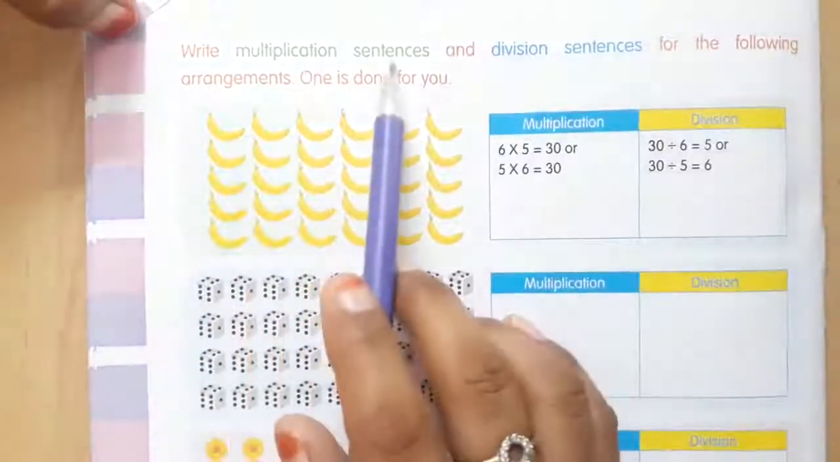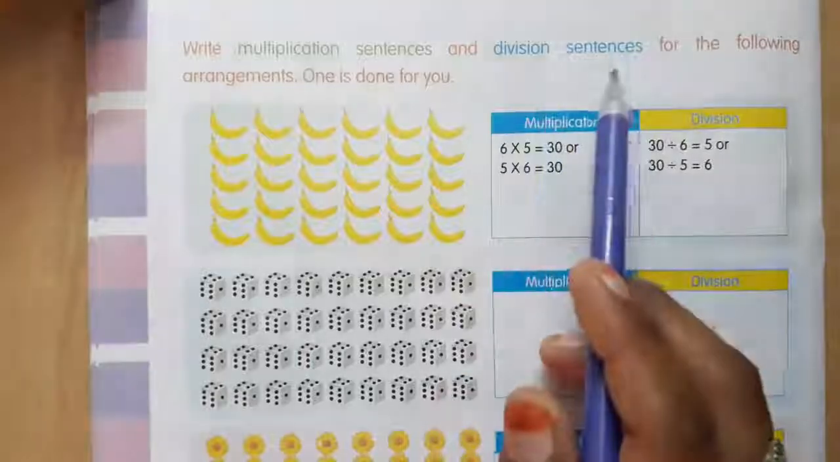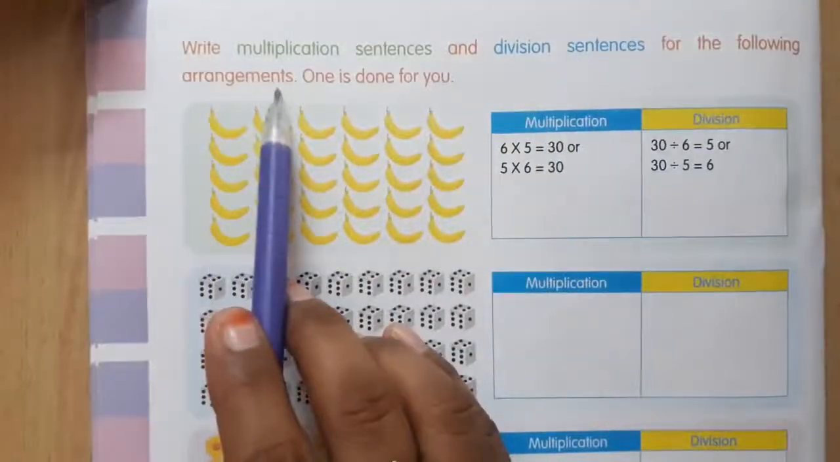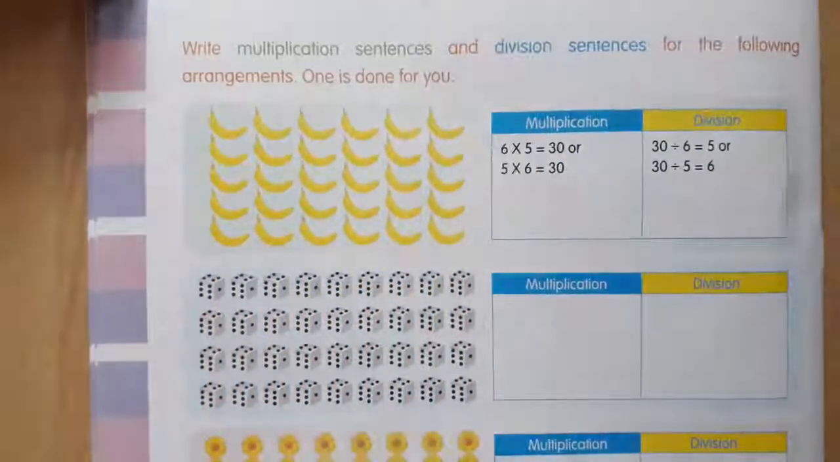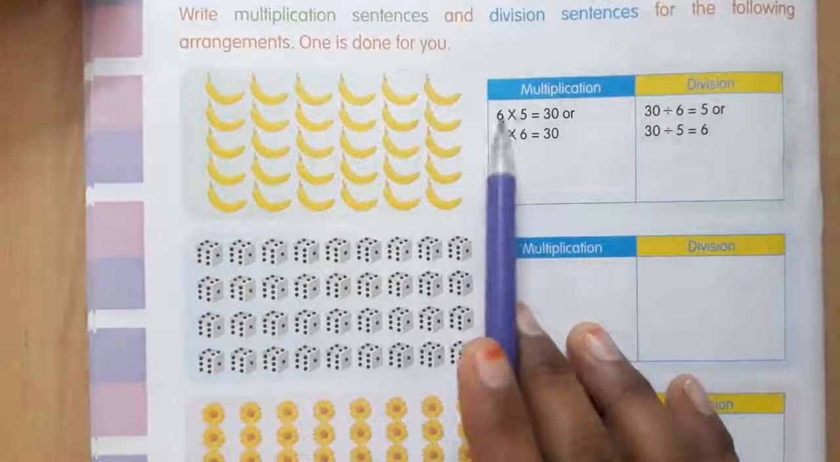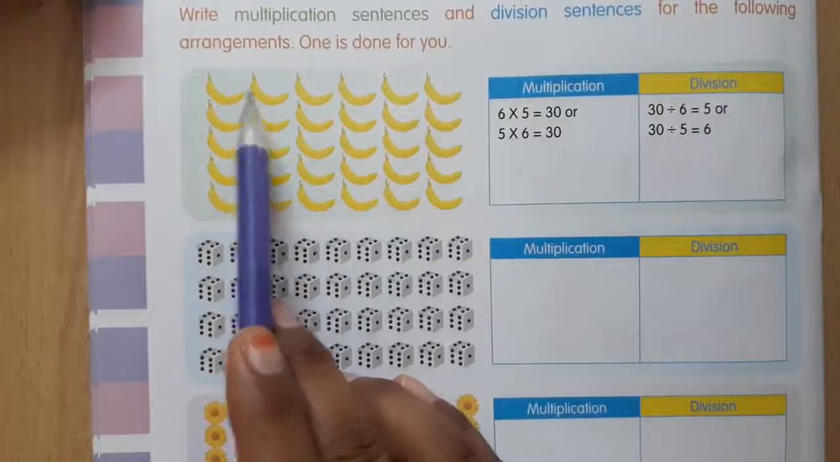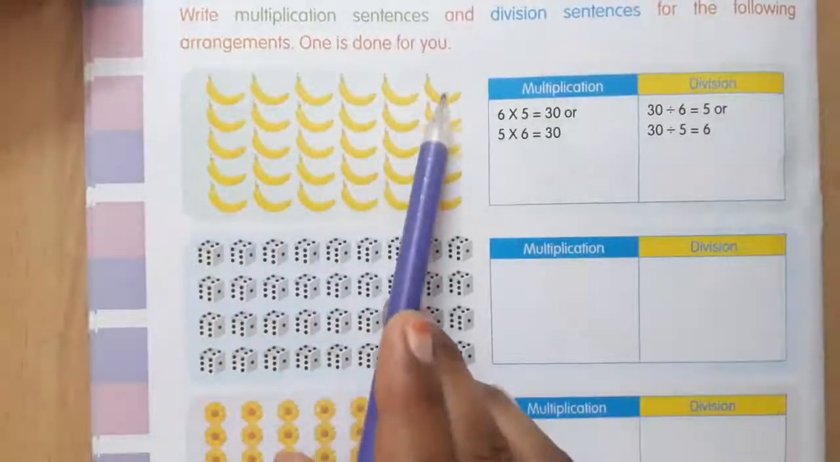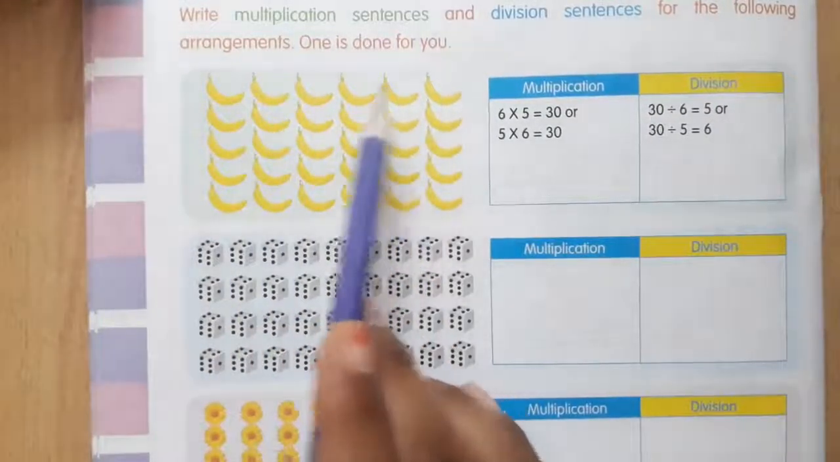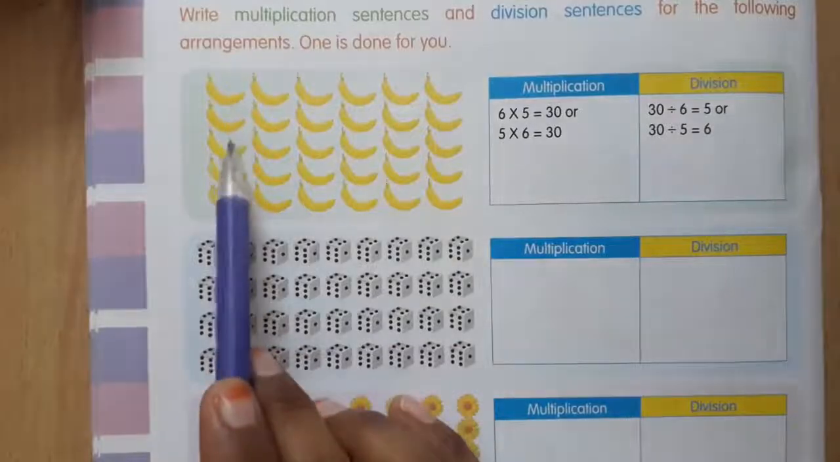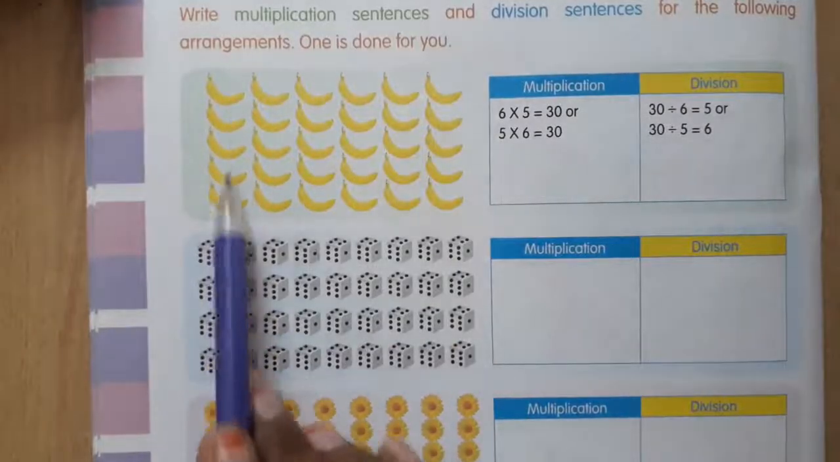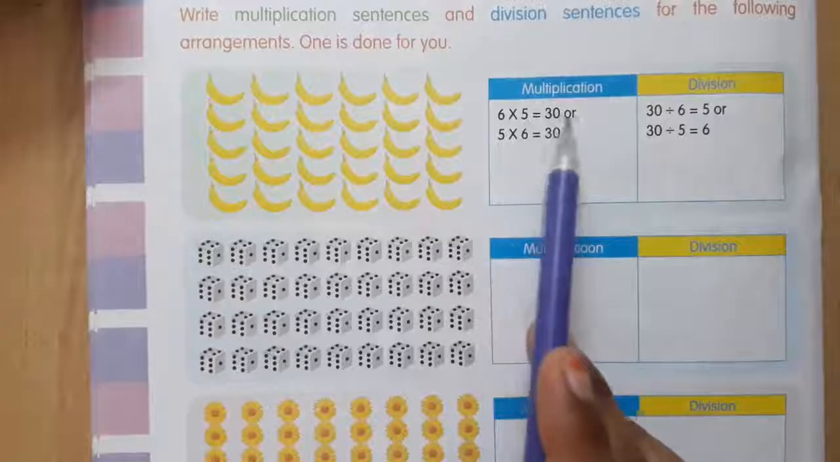Now come to the next page, last page. Write multiplication sentences and division sentences for the following arrangements. One is done for you. So look here, children. 6 into 5, 30. How can they write? 1, 2, 3, 4, 5, 6 bananas are there, and 1, 2, 3, 4, 5 groups are there. So 6 into 5, 30.